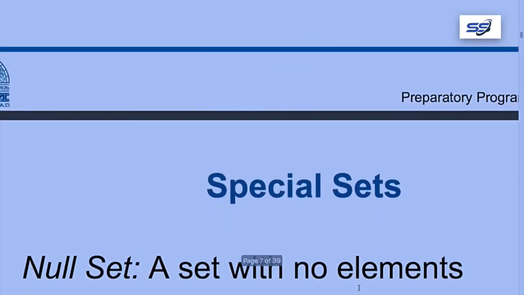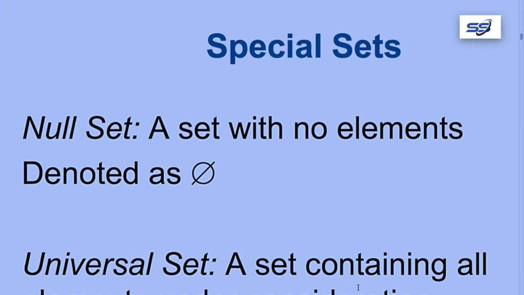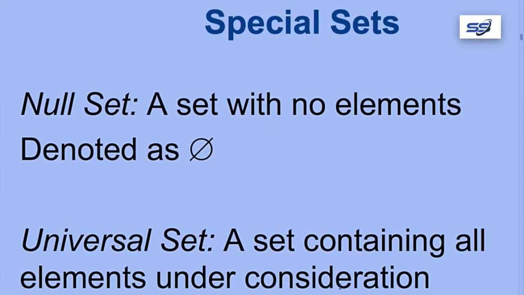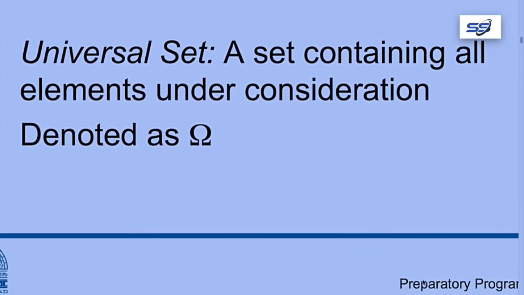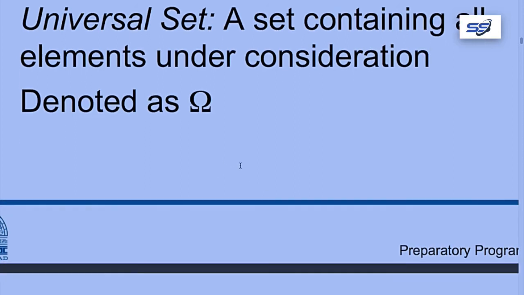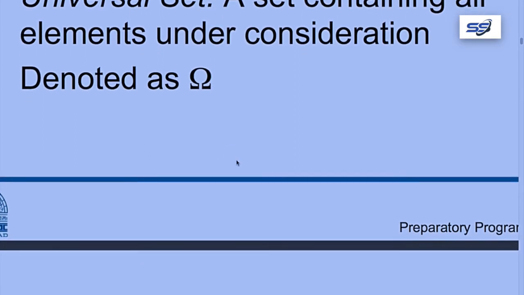Here, now, a special set. In special sets, given null set: a set with no element, denoted as phi. Universal set: a set containing all elements under consideration, denoted by this symbol omega.